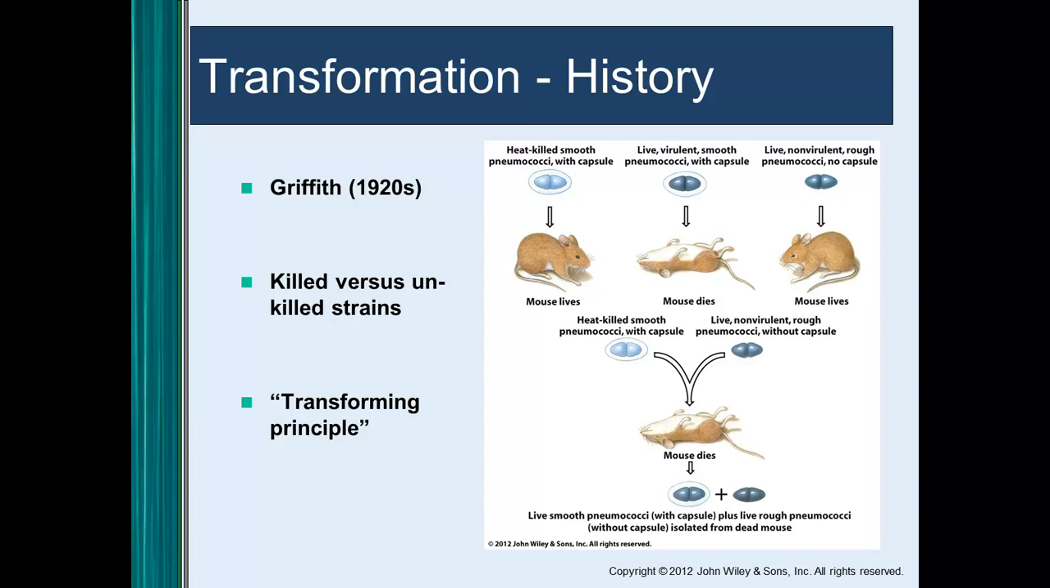We now know that the rough type bacteria were actually able to pick up the naked DNA that was liberated from the disintegrated dead smooth type bacteria, and they were able to incorporate this into their own DNA. So the rough type bacteria that picked up the smooth type DNA then had genes for capsule production and became genetically transformed into smooth type organisms, making them lethal in this particular experiment.